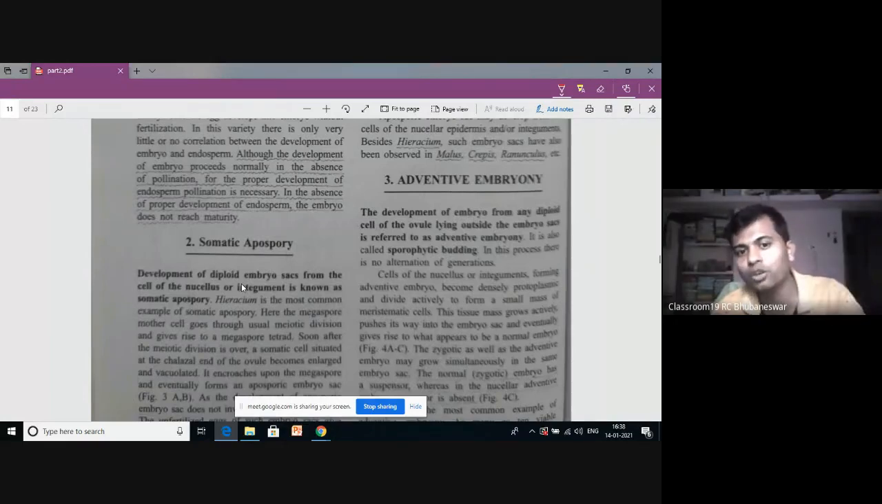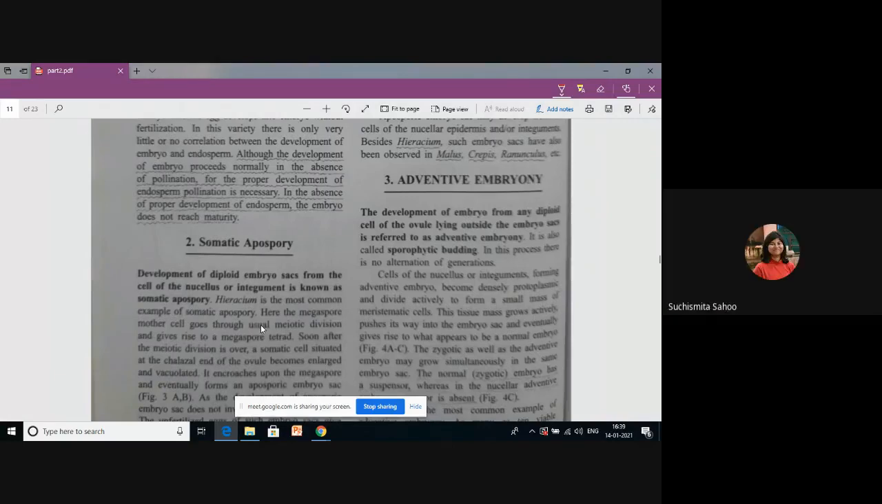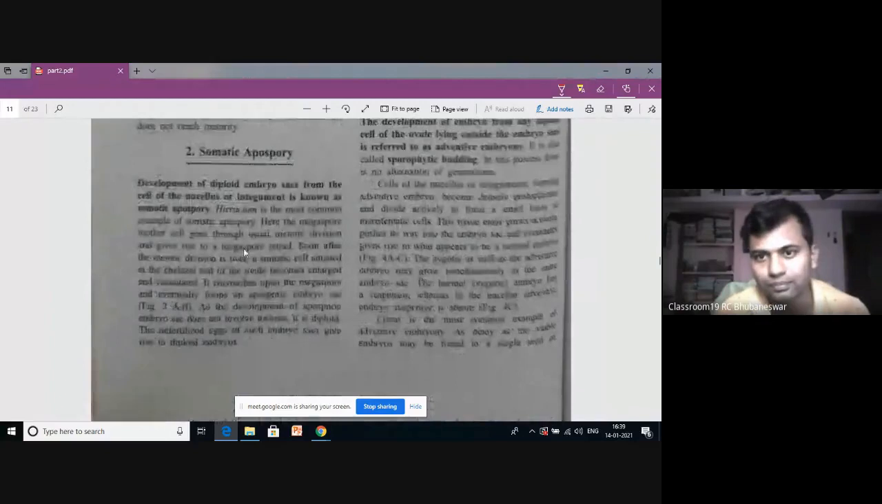The survivor develops into the embryo sac, containing 3 antipodal cells, 1 central cell, 2 synergid cells, and 1 egg. At the same time, one of the integument cells or one of the nucellar cells acts to develop an embryo sac. The cells are diploid, so no meiosis occurs. Instead, the nucleus divides mitotically to form the diploid embryo sac. Got this point? Yes, sir. It is found in Hieracium.